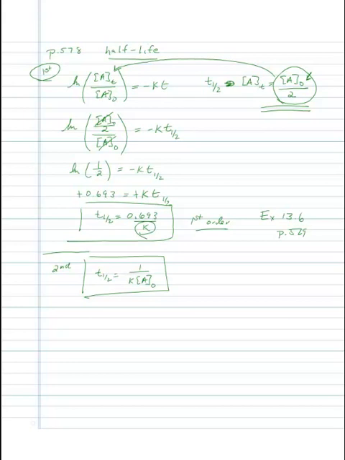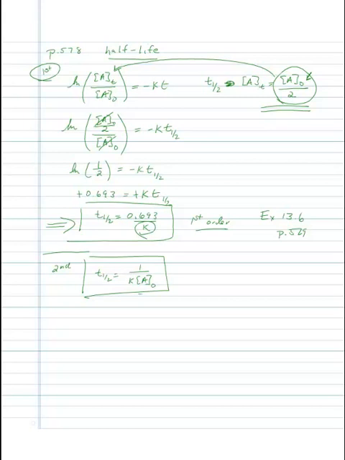Now, the first order one is very interesting because you don't even see concentration in this equation at all. What that means is each half-life is the same length for first order. To go from 1 molar to 0.5 molar is going to take a certain amount of time. The second half-life, to go from 0.5 molar to 0.25 molar, again cutting the concentration in half, is going to be the same amount of time. The third half-life, from 0.25 to 0.125, is the same time for a first order. So if you have a first-order reaction, each successive half-life takes the same amount of time.